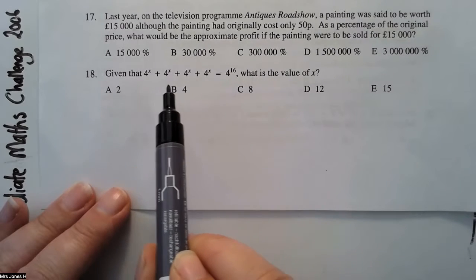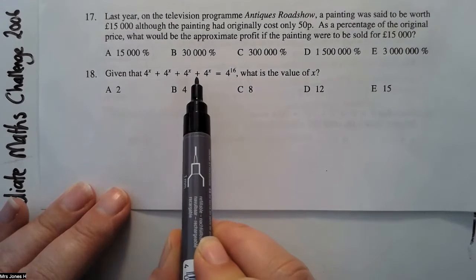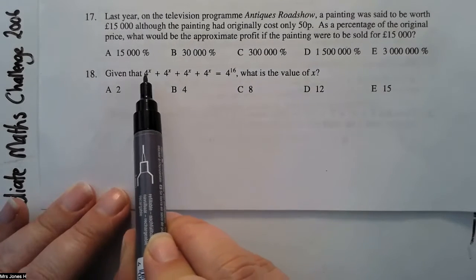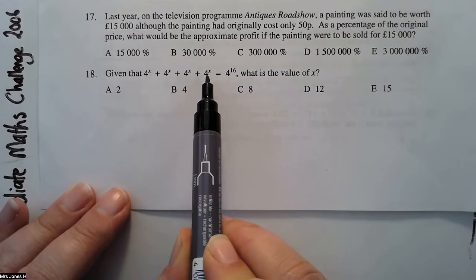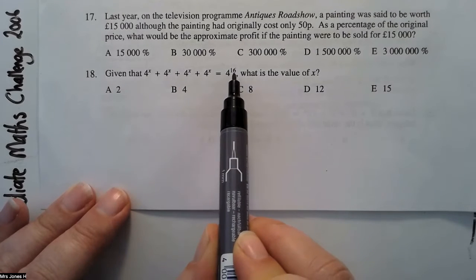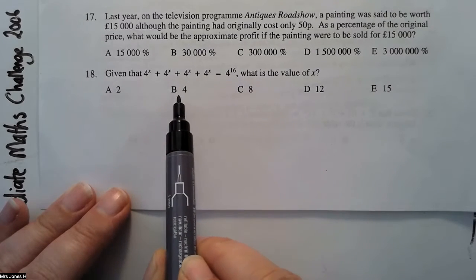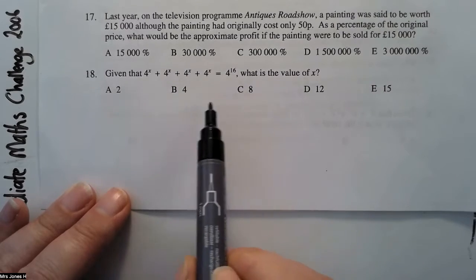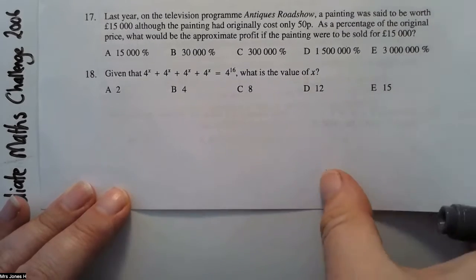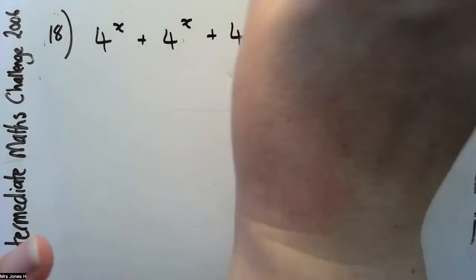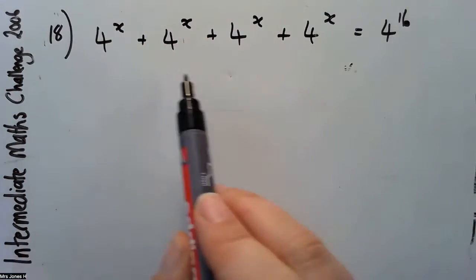Using index laws, if they are multiplied together, then you would indeed add x plus x plus x plus x. 4x equals 16, therefore x would be 4. This is not what we need to do for this question. We do need to use index laws, but first of all, we've got to understand what we're looking at here.